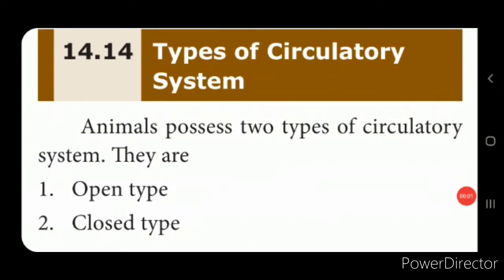First we'll see the types of circulatory system. Now in animals there are two types of circulatory system. The first one is the open type, the other one is the closed type. Now in open type the blood is pumped by the heart and it flows into the blood space that is called as sinuses, and this sinuses is called as hemocoel, and here the capillary system is absent.